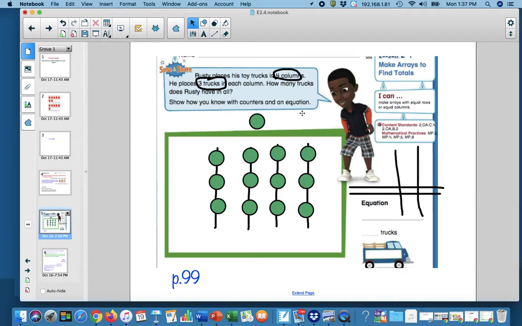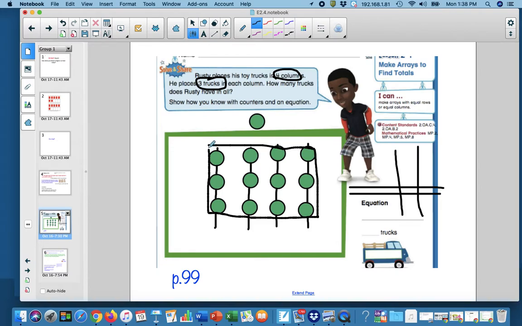And now we see that we really do have an array. I know it's an array because it makes a rectangle, and there's the same number in each column. And now if I even look going across in the rows, there are the same amount in each row.